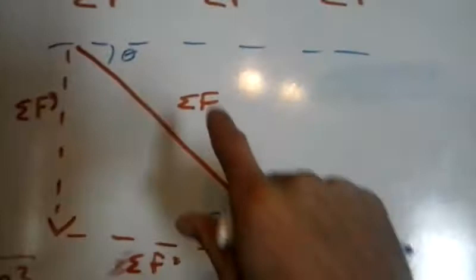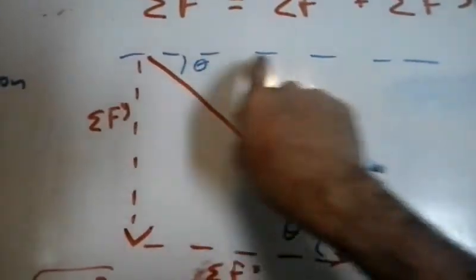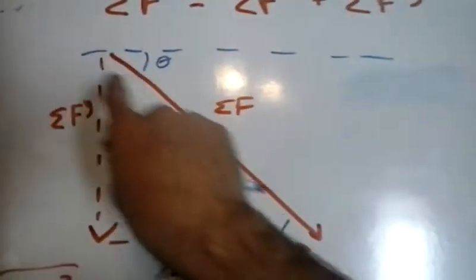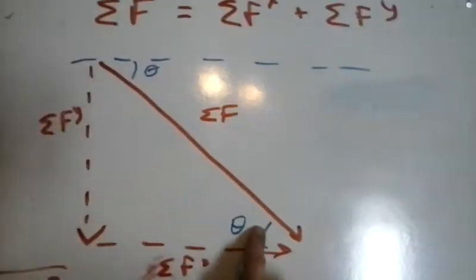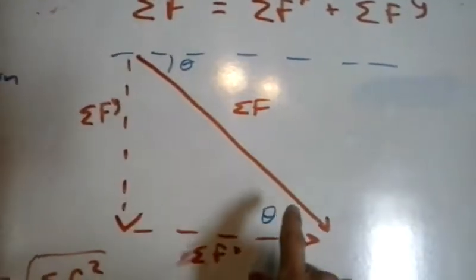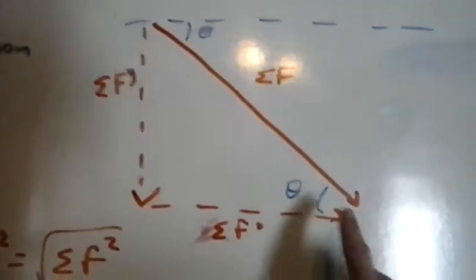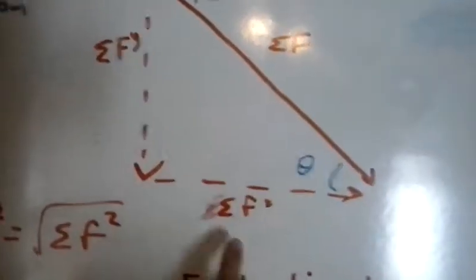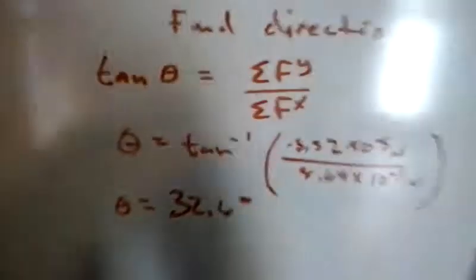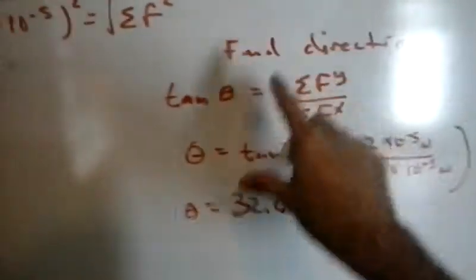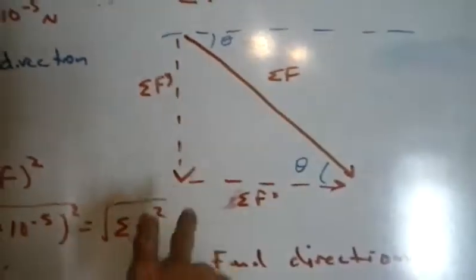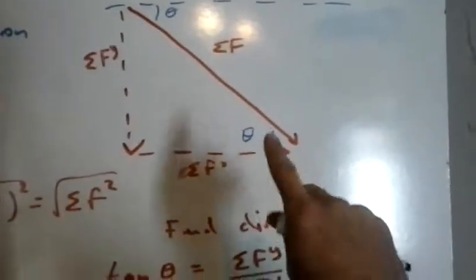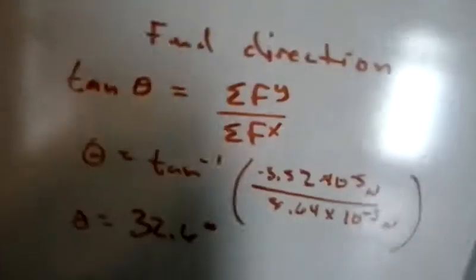And finally, I want to find that direction. So in order to describe the direction, I need the angle below the horizontal. And I know that angle is equal to this angle because alternate interior angles are always equal. So if I want to find this angle, I can use tangent because I have opposite and adjacent. And so tangent of theta has to equal the sum of forces in the y over the sum of forces in the x, because the sum of forces in the y is the opposite side, and the sum of forces in the x is the adjacent side to the angle.